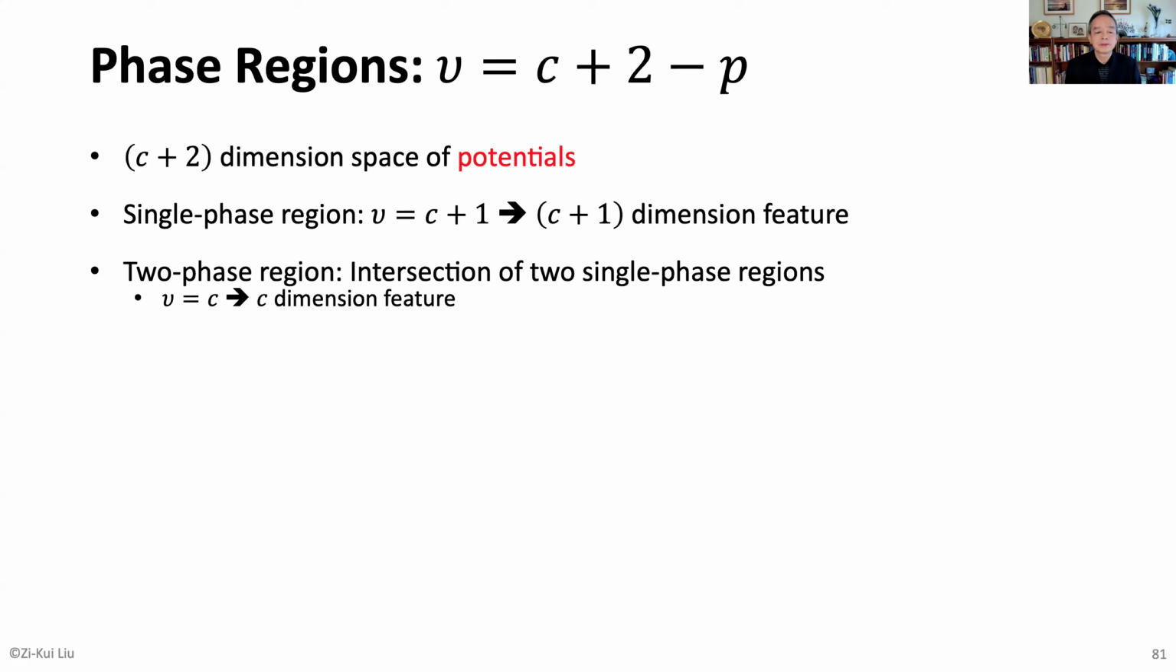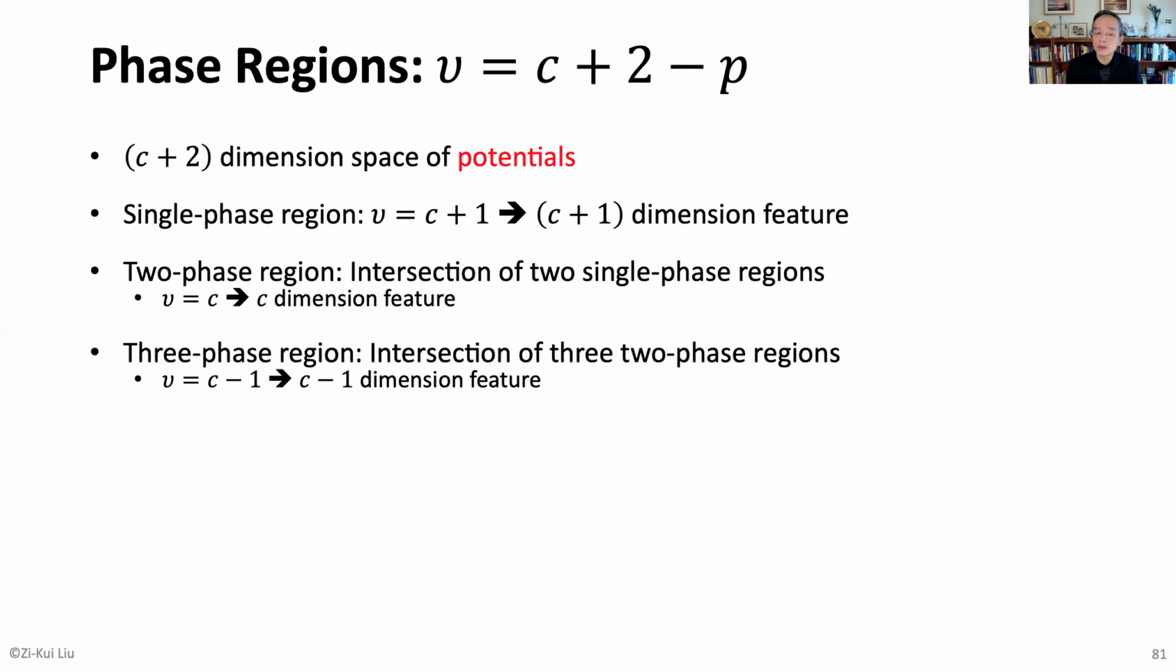Now, for a two-phase region, that means 2 phases are in equilibrium. Now, we have 2 single-phase regions, each of C plus 1 dimension. And when these 2 phases meet each other, they are in equilibrium. That means they have the same value for each potential. So that means we get one constraint, and the 2 single-phase regions, which are C plus 1 dimension features, intersect each other and form a C dimension feature. That means the 2-phase region is a C dimension feature in this C plus 2 dimension space of potentials.